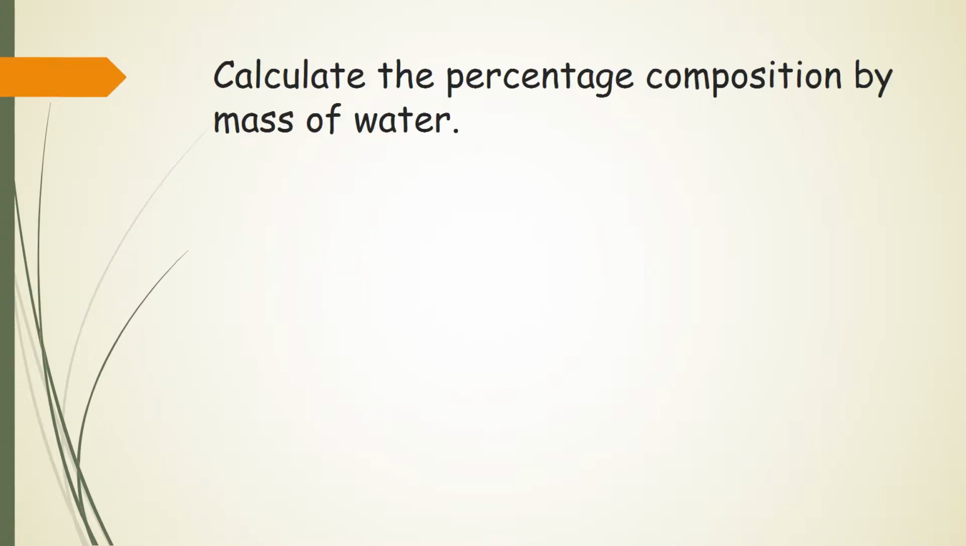So the first question says, calculate the percentage composition by mass of water. So the first thing we're going to need to do is we're going to need to know the formula mass of water. Now you should all be quite competent now at calculating this. So you'd go 2 times the relative atomic mass of hydrogen, add the relative atomic mass of oxygen, and you should just be able to enter these straight into your calculator to find that it comes out to 18.016.